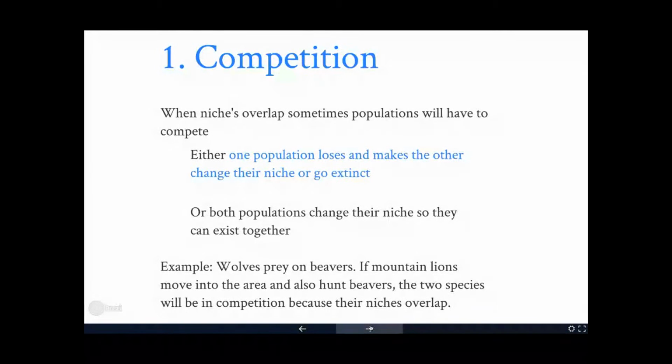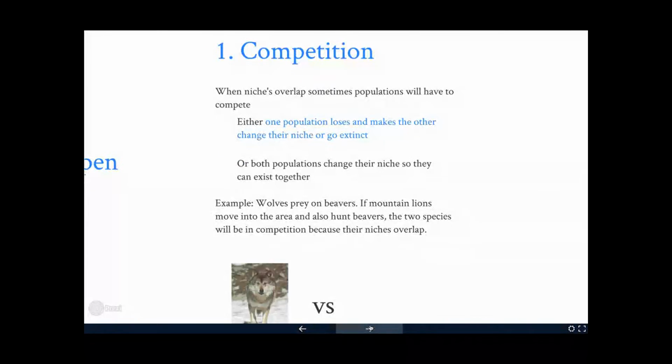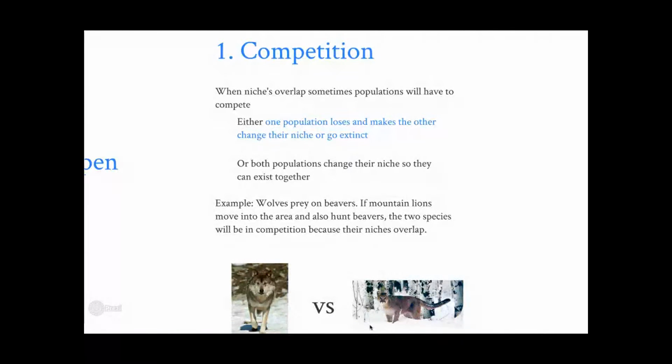Oh, example. Wolves prey on beavers. If mountain lions move into the area and also hunt beavers, the two species will be in competition because their niches overlap. Right. So just like we said about the squirrels, they're going to be fighting over the food, and one of them is going to be better at getting the food, so one of them is going to have a greater chance of survival, greater chance of reproducing. Yeah, those are different animals. One's a dog, one's a cat. Next.